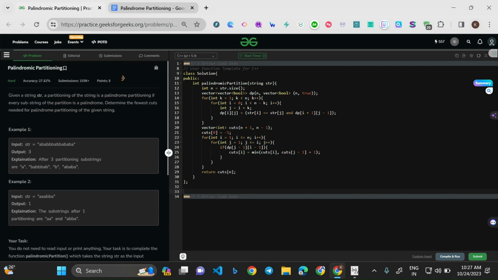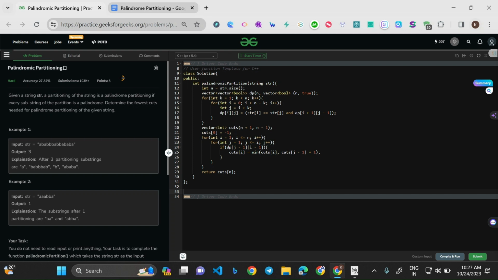Alright, so the question says, given a string str, a partitioning of the string is a palindrome partitioning if every substring of the partition is a palindrome. So if you can divide the string such that every substring that is the result of this division is a palindrome, then you call that partitioning of the string a palindrome partitioning. That sort of division is known as palindromic partitioning.